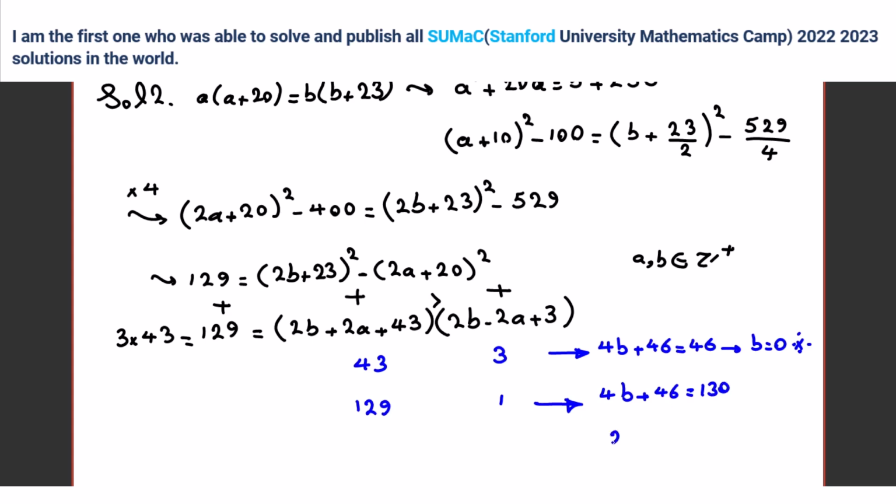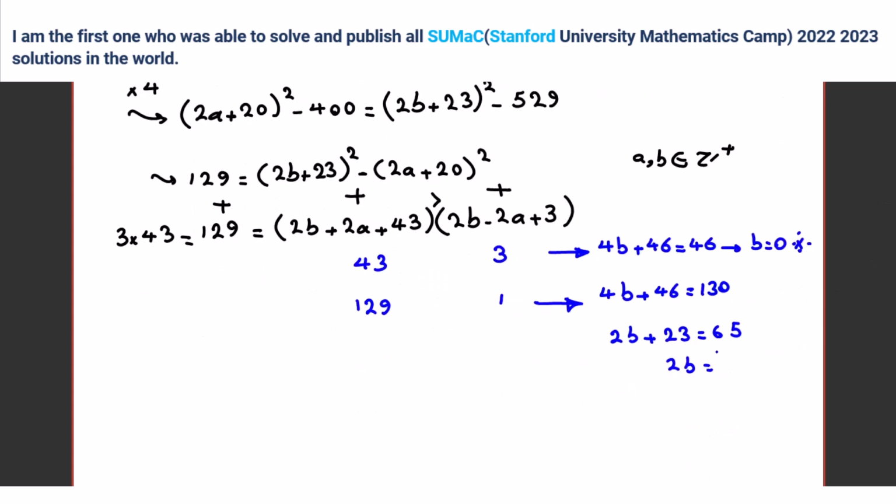So we can divide by 2, 2b plus 23 is 65, right? So 2b is what? 32. 2b is 42. Yes, exactly. B is what? So B is 21. So A is what? 42.